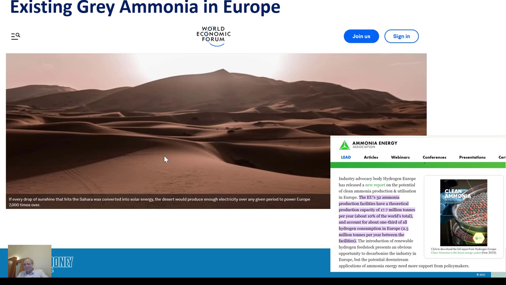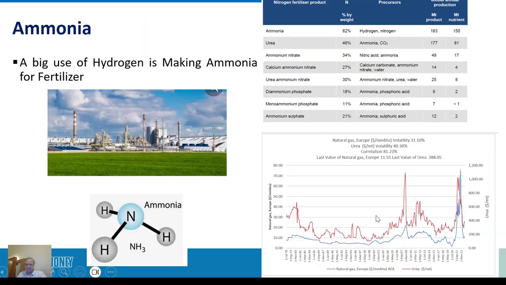Now, what's interesting to me is that in Europe, they still produce hydrogen from natural gas. And why can't we take this Sahara Desert, make hydrogen, and then transport the hydrogen up there? And if you're making ammonia anyway, this is not this thing.